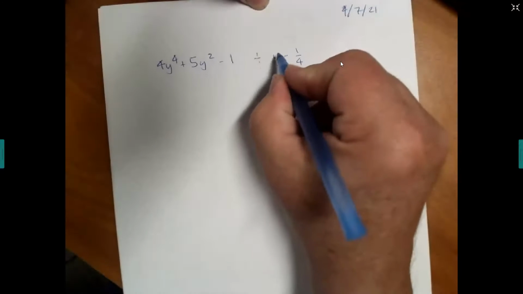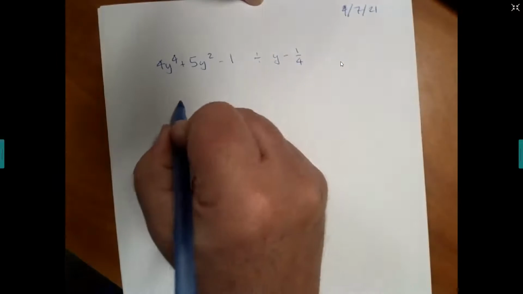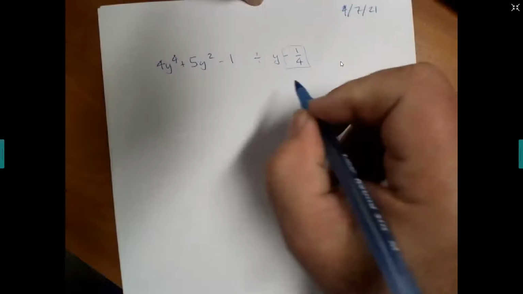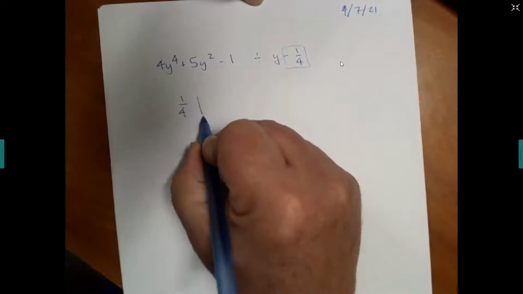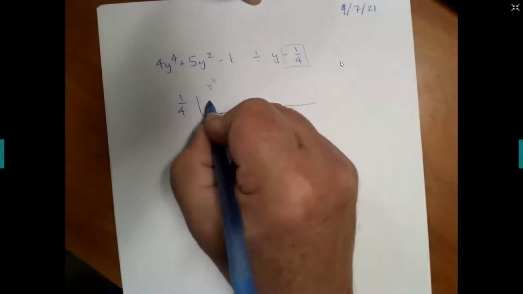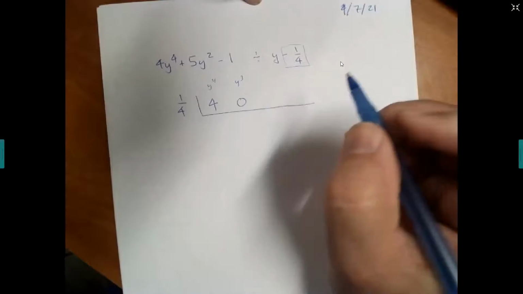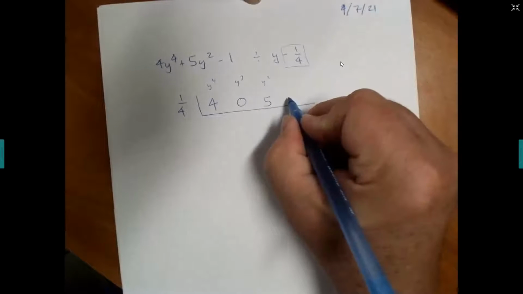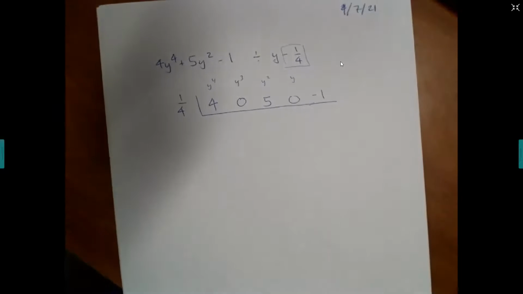Yeah, we can use synthetic division because there's no coefficient, no fraction, no anything. No exponent. So since we use it, we use the opposite of what's there already. So it's a positive 1/4. Okay, our first one is going to be y to the fourth, so the coefficient is 4. There is no third. Y squared is 5. There is no y, and -1. That's the first step.